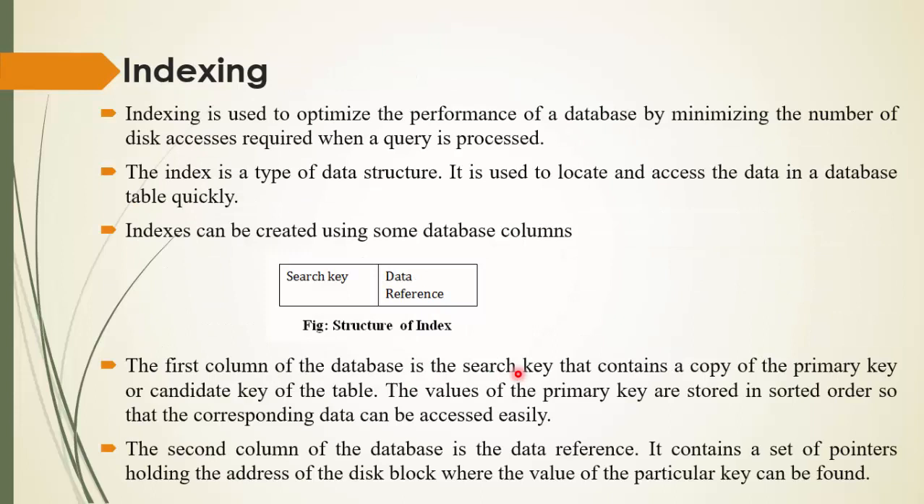So what is indexing? Indexing is used to optimize the performance of the database by minimizing the number of disk access required when a query is processed. In a database, if we want to insert the data, we have to write the query, and when we want to update the data, we write the query. Optimizing the performance means it makes the performance of the database better by minimizing the number of disk access.